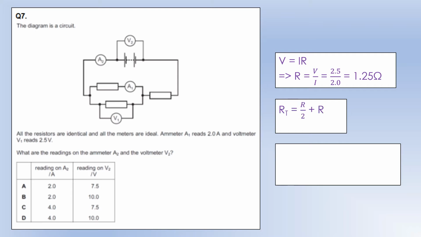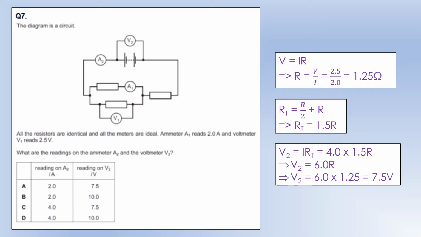We also know that the total resistance is going to be 1.5R, because when you have 2 identical resistors in parallel, you end up with half the resistance, or R over 2, and you add that to the separate resistors, we get 1.5R. So what we can do is calculate an expression for V2 in terms of the current and the total resistance, and we can see we end up with 6R. We know what R is, and we see V2 is 7.5, so we can see that it's going to be option C. That would be the reading on A2, because if we have a current of 2 going through A1, we know there's also a current of 2 going through the other parallel loop, giving us a total of 4. That's where the 4 comes from.